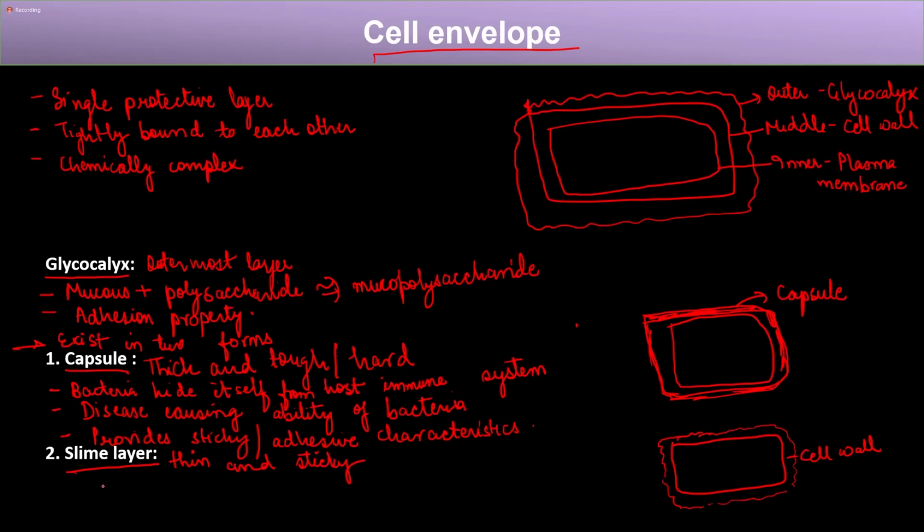And what is the role of slimy layer? The function of slimy layer is to prevent loss of water and nutrient from the cell. So it acts as a barrier which prevents the loss of water and nutrient from the cells. Okay, so the cell envelope basically has three parts: the glycocalyx, cell wall, and plasma membrane, among which we studied in detail about the glycocalyx, what it is made up of and in what form it exists.